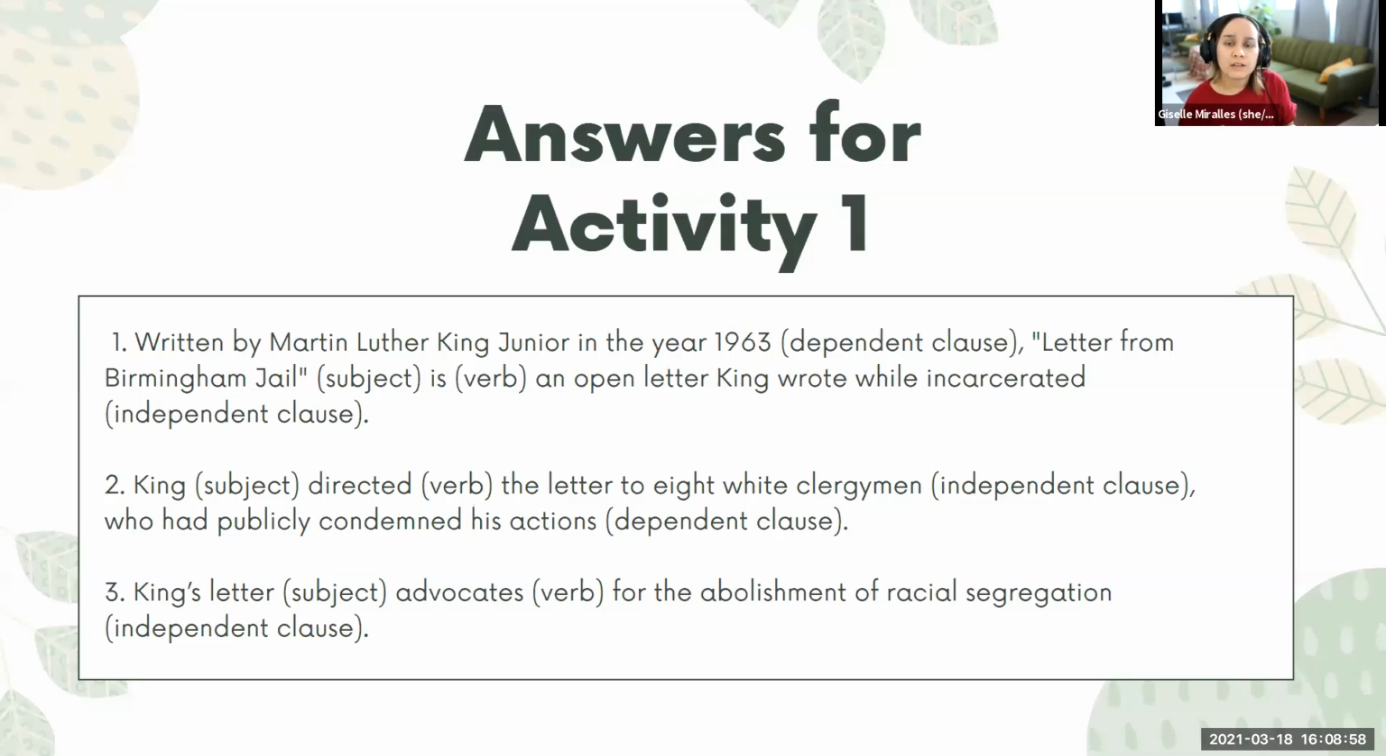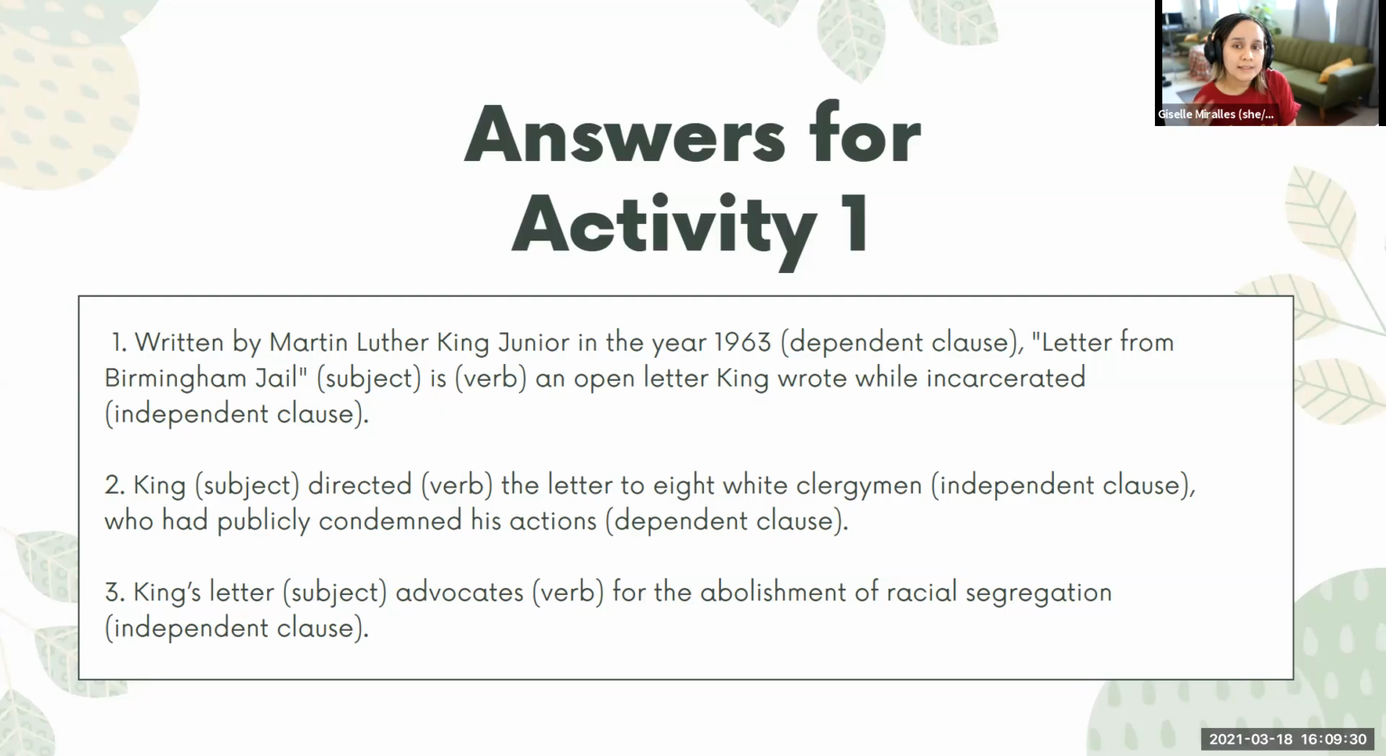As for the dependent clause and independent clause, the first half of the sentence is a dependent clause. The reason why is because it cannot stand on its own. If you just take that part of the sentence and read it, that will easily tell you whether or not a sentence is independent or dependent. So, written by Martin Luther King Jr. in the year 1963. That is not a complete thought. It has me wondering what else is the reader going to say, or the writer going to say, rather.